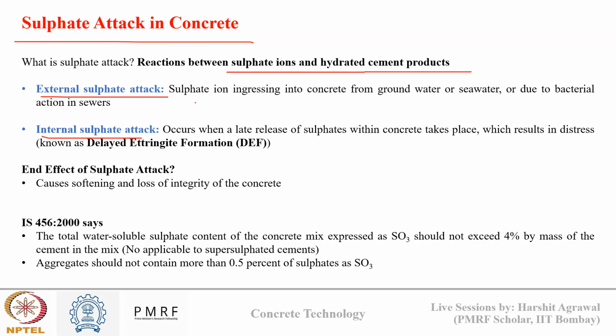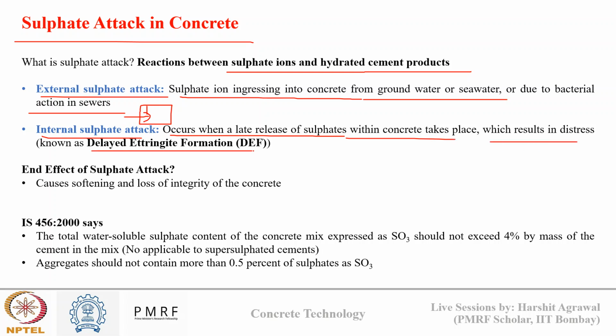External sulfate attack means sulfate ions are ingressing into the concrete from groundwater or seawater, or due to bacterial actions from sewers. So I have a hardened concrete structure, and from outside sulfate ions are ingressing into the concrete and degrading it. That is external sulfate attack. And internal sulfate attack occurs due to late release of sulfates within the concrete, which results in distress. This is also known as delayed ettringite formation.